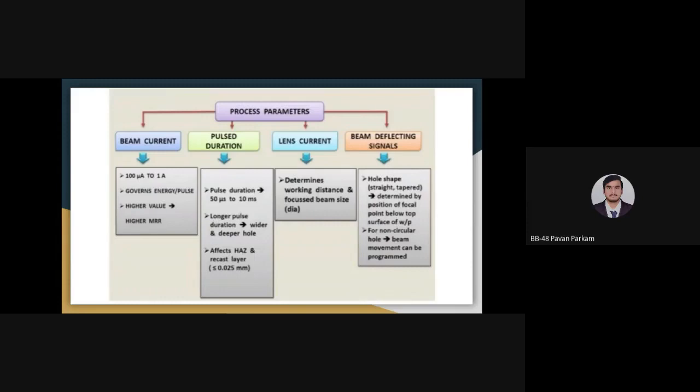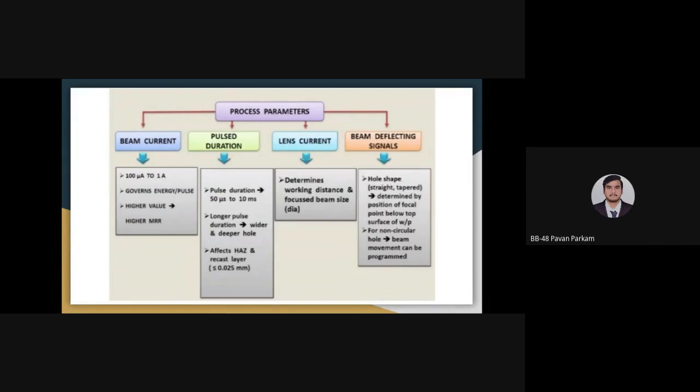Because the beam is kept on your workpiece surface for a longer period of time, you will get wider and deeper holes. It also affects the heat affected zone on your workpiece surface. Because of the heating of the surrounding metal, it generates a higher heat affected zone if the pulse duration is increased. So that is the effect.